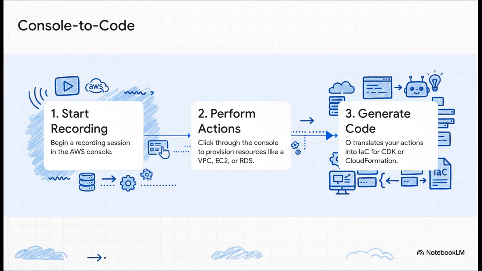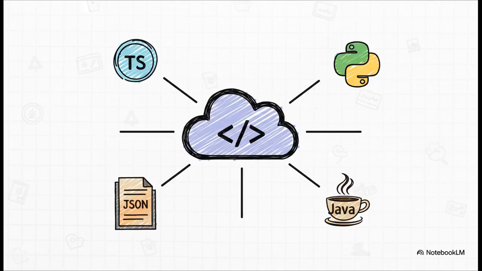And the process couldn't be simpler. You literally hit a Start Recording button, then you just go about your business in the console. Create a VPC, launch an EC2 instance, provision a database, whatever. When you're done, Q has translated every single one of your clicks into code. And it's not locked into one specific format either. It supports the stuff your team is probably already using, whether that's the AWS CDK in TypeScript, Python, or Java, or just standard CloudFormation. This is a massive accelerator for getting to automation.